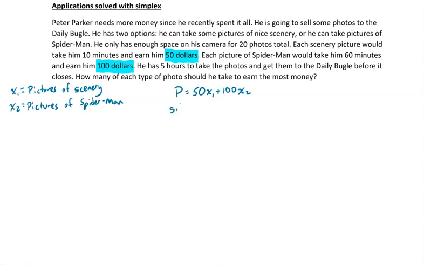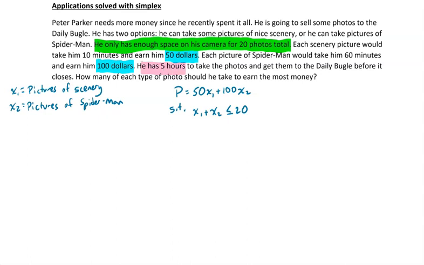Next up, we need our constraints. So what is it subject to? Well, the couple of things that we can't go past: first off, he only has enough space on his camera for 20 photos total. So for that one, the total photos, which would mean x1 plus x2, both of those pictures put together, has to be less than or equal to 20. That's the first one.